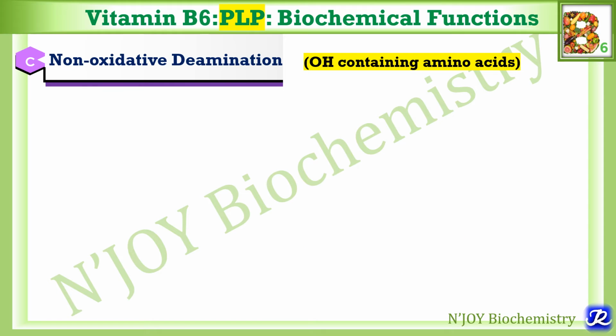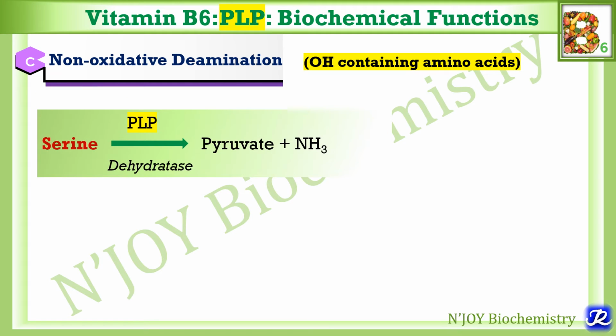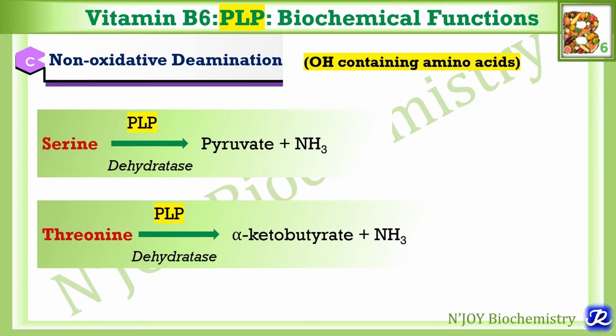PLP is also required for non-oxidative deamination of OH containing amino acids like serine. From serine, by dehydratase, we get pyruvate, and there is release of ammonia. Here this dehydratase is a PLP dependent enzyme. From threonine we get alpha ketobutyrate and ammonia is released. This is also a PLP dependent enzyme. So non-oxidative deamination requires PLP as coenzyme.